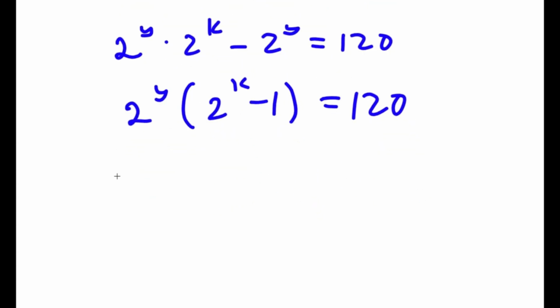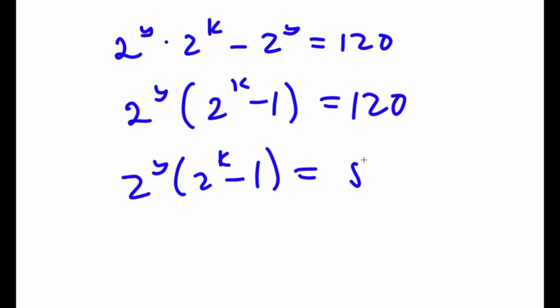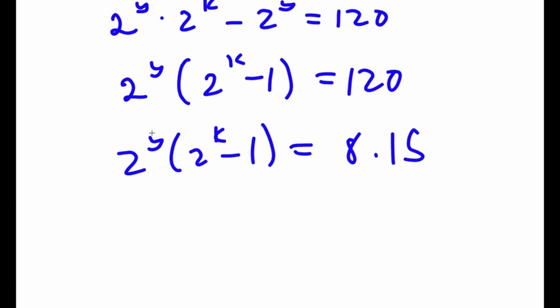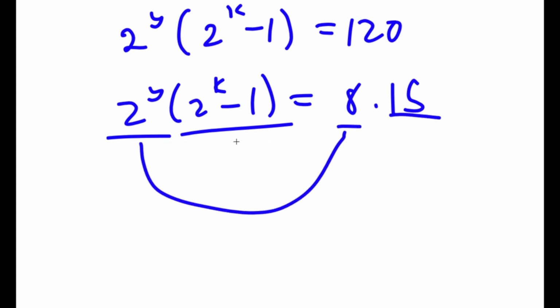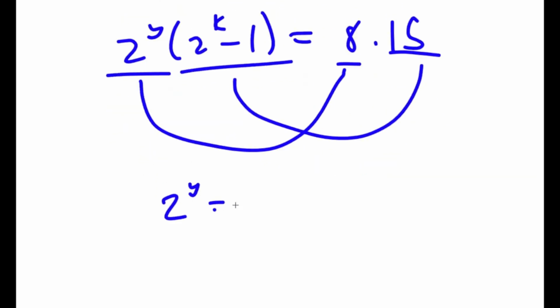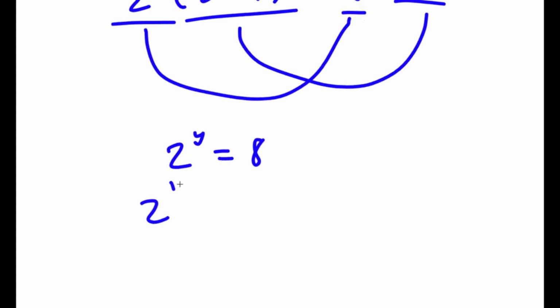Now 120, this is the same thing as 8 times 15. And notice how we have an even number, 2 to the power of any number is even, times an odd number, because an even number minus 1 is going to be odd, is equal to an even number times an odd number, meaning these two even numbers are equal to each other and these two odd numbers are equal to each other. So we have 2 to the power of y is equal to 8, and 2 to the power of k minus 1 is equal to 15.